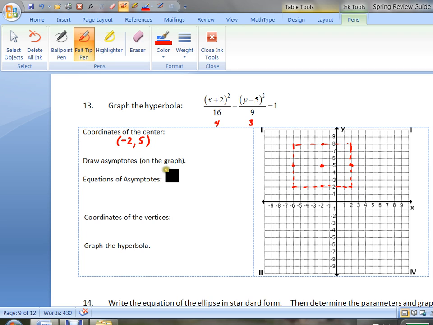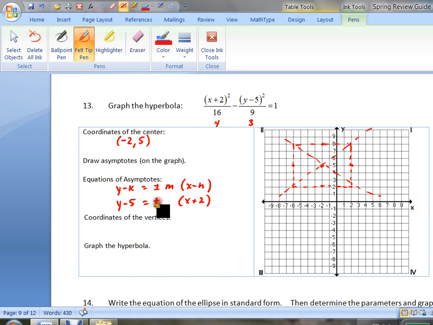I can then go ahead and draw the asymptotes. Now, I want to write the equation, and remember, it's always y minus k equals plus or minus the slope times x minus h. So I can get the y minus k directly from my standard form equation, and I can get the x minus h also directly from my standard form equation.